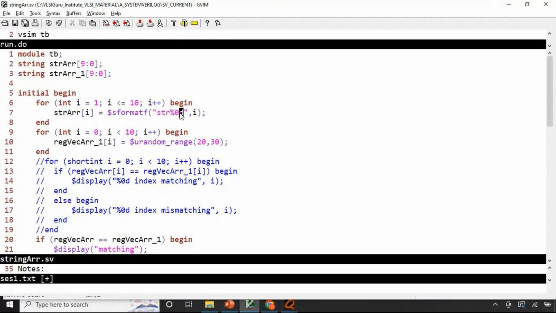So percentage 0t will be replaced with what? 1. First time 1. So this will become str1. Next time, str2. Next, str3. So is it new in SystemVerilog? Yes, sir.